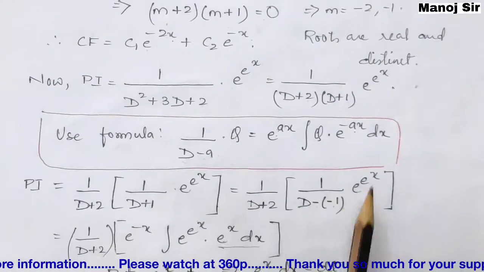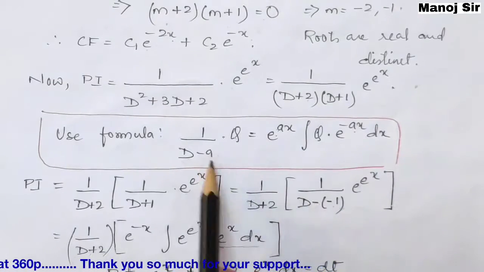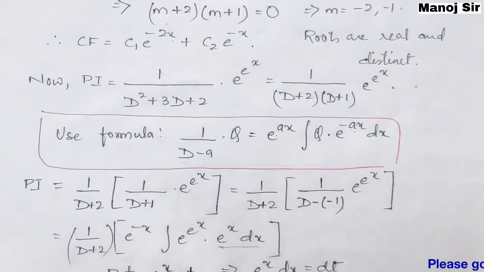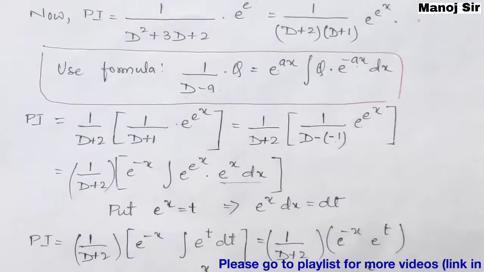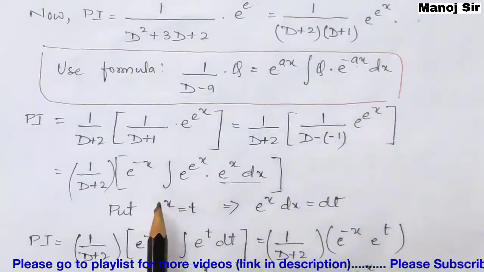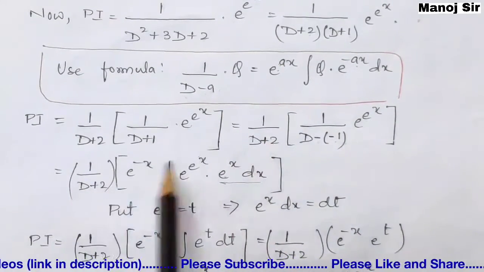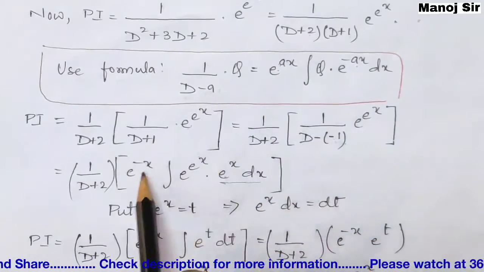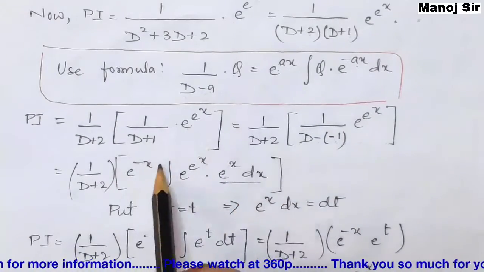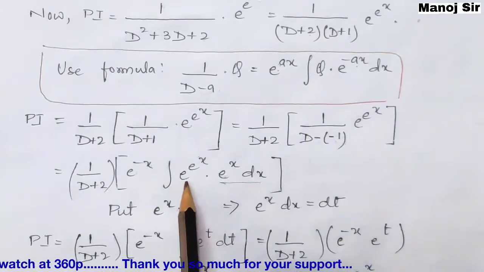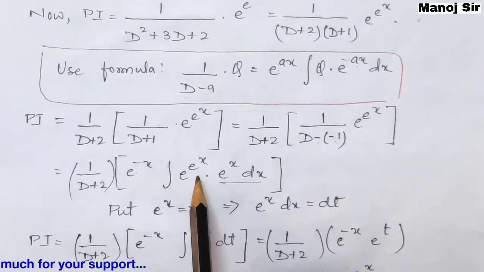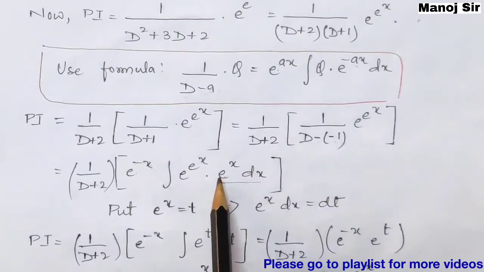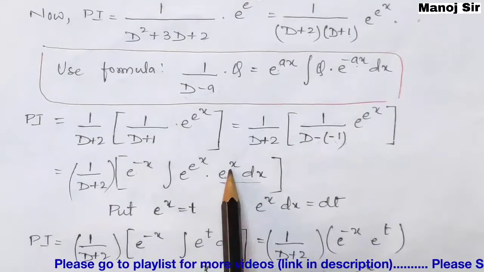Here we have e to the power x. Now the value of a is minus 1, and Q is e to the power x. So we are going to use this formula here. 1 upon (D plus 2) stays as it is. Here e to the power ax, where a is minus 1, so e to the power minus x, integration Q, that is e to the power x, into e to the power minus ax. A is minus 1, so minus minus becomes positive, so this is e to the power x into dx.